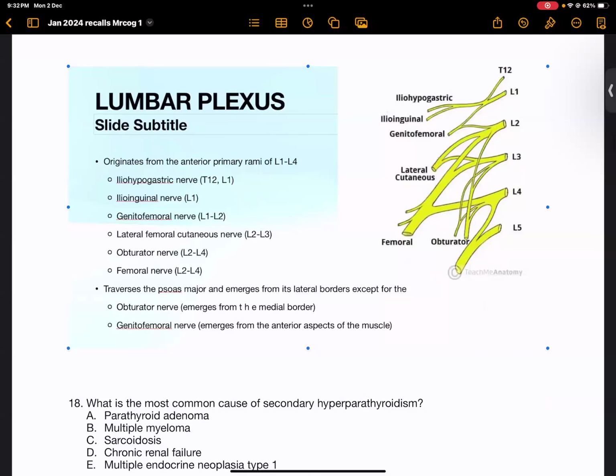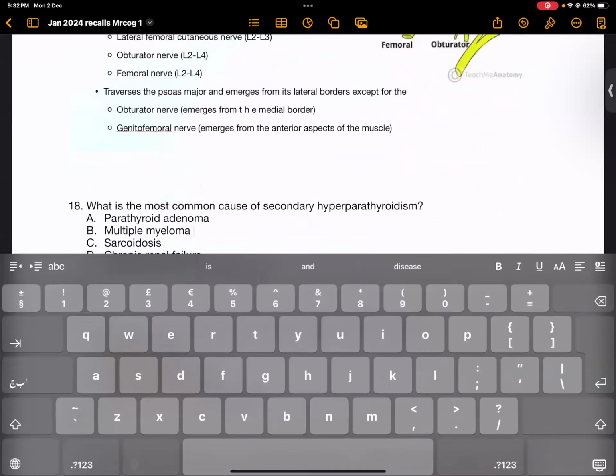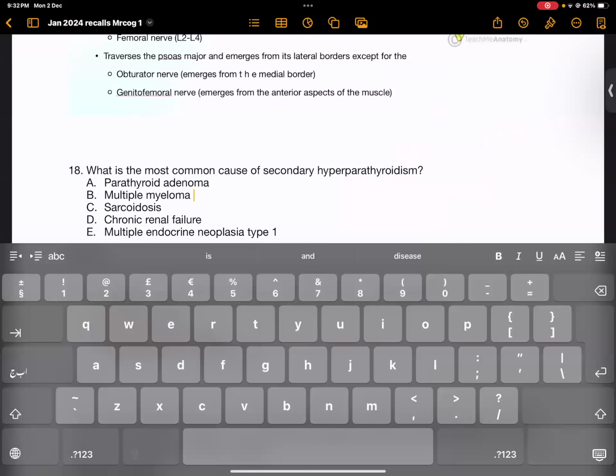Okay, so what is the most common cause of secondary hyperparathyroidism? Parathyroid adenoma, multiple myeloma, sarcoidosis, chronic renal failure, or MEN type 1. Chronic renal disease. Yes, that's great. If they ask you about primary hyperparathyroidism, the most common cause would be parathyroid adenoma. But for the secondary cause, when the renal functions are destroyed, chronic renal failure would be the most common cause of secondary hyperparathyroidism.